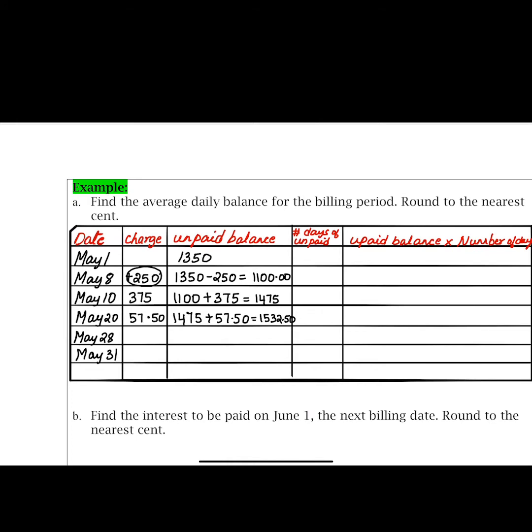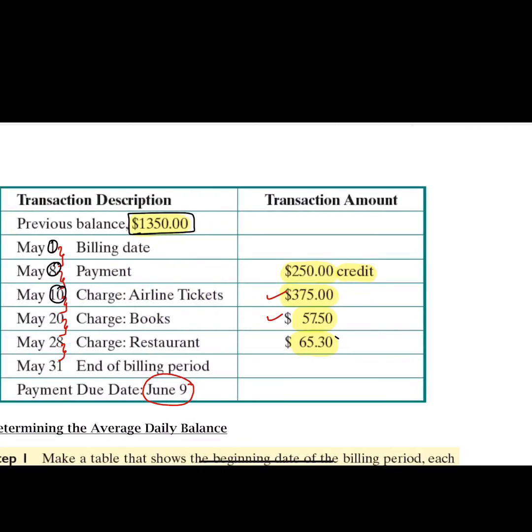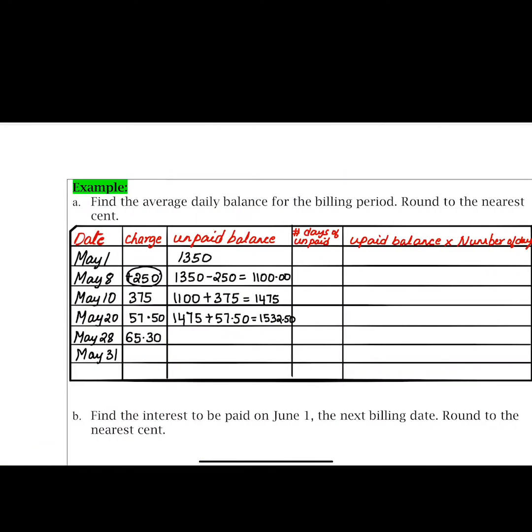On May 28th, he or she makes a charge of $65.30. Again, if you're trying to see where I'm getting all these numbers from, they're from right here. The restaurant is $65.30 on May 28th. So if I go ahead and add that, $1,532.50 plus $65.30, what do I end up with? I end up with $1,597.80. Okay, so let me change the color so you can see 80 cents here.